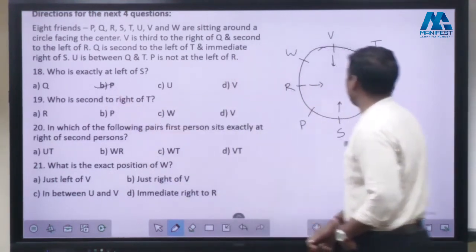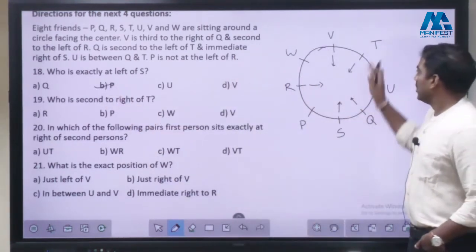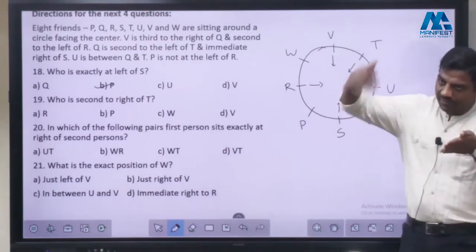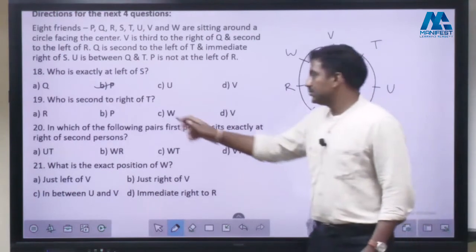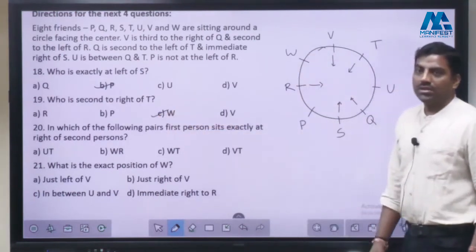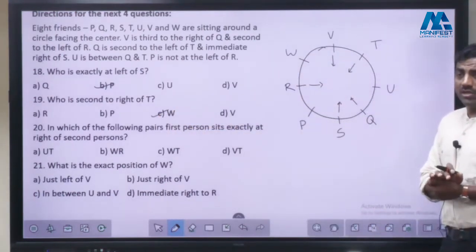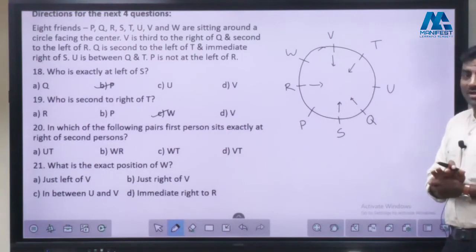Who is second to the right of T? T is looking like this. First to the right, second to the right. That is W. Okay or not? You are happy, no?